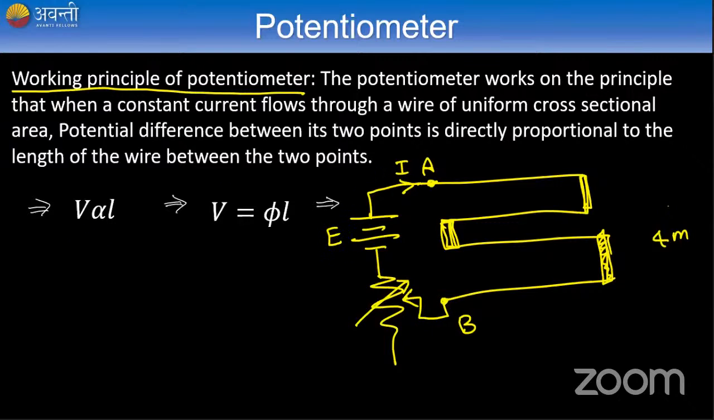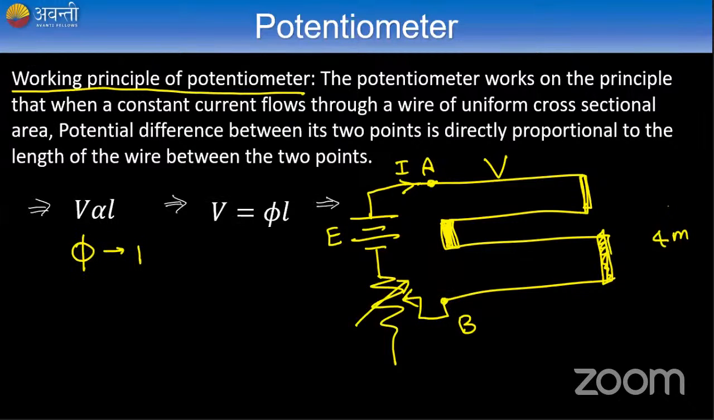If E is the EMF connected and V is the potential drop. What is potential drop? There will be some amount of potential dropping across any conductor. For the given amount of resistance, there will be a constant potential across the two ends of the conductor. That is called the potential drop. This potential drop is directly proportional to the length of this conductor, and it is equated by a constant called the potential gradient.